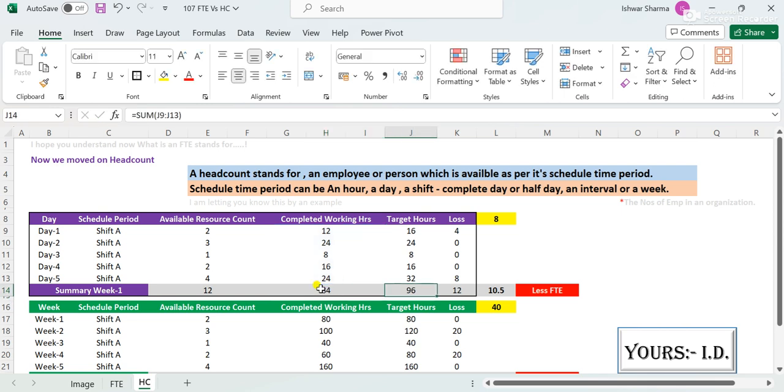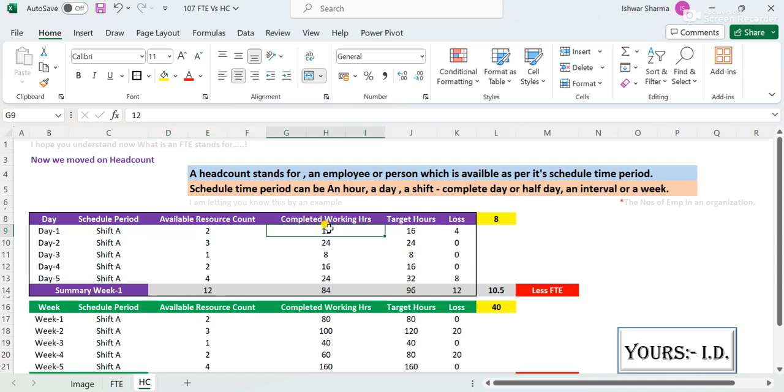Now, what is the loss? The target for two employees was 16 hours and they completed 12 hours. It may be that one employee completed 8 hours and one employee was on half day.